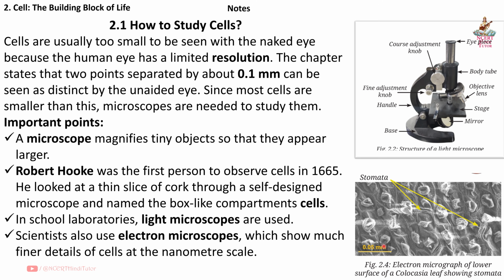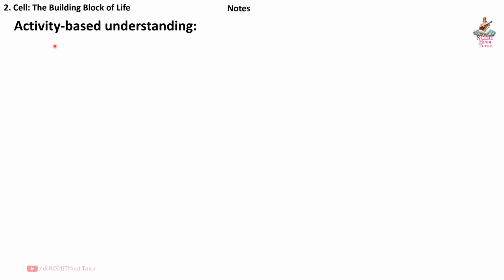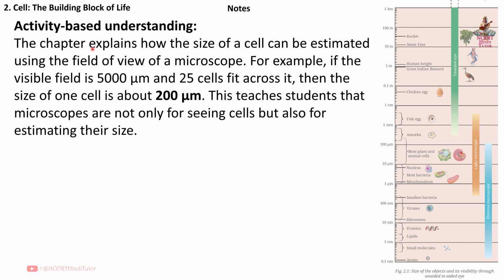So friends, this is the figure of an electron micrograph of the lower surface of a colocasia leaf showing stomata. Activity-based understanding. The chapter explains how the size of a cell can be estimated using the field of view of a microscope. For example, if the visible field is 5000 micrometer and 25 cells fit across it, then the size of one cell is about 200 micrometer. This teaches students that microscopes are not only for seeing cells but also for estimating their size.